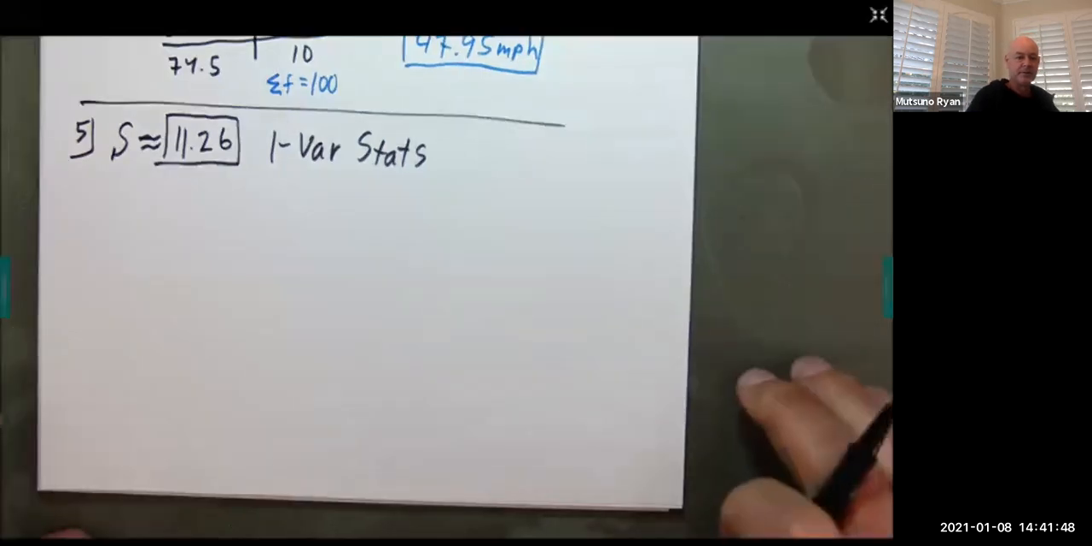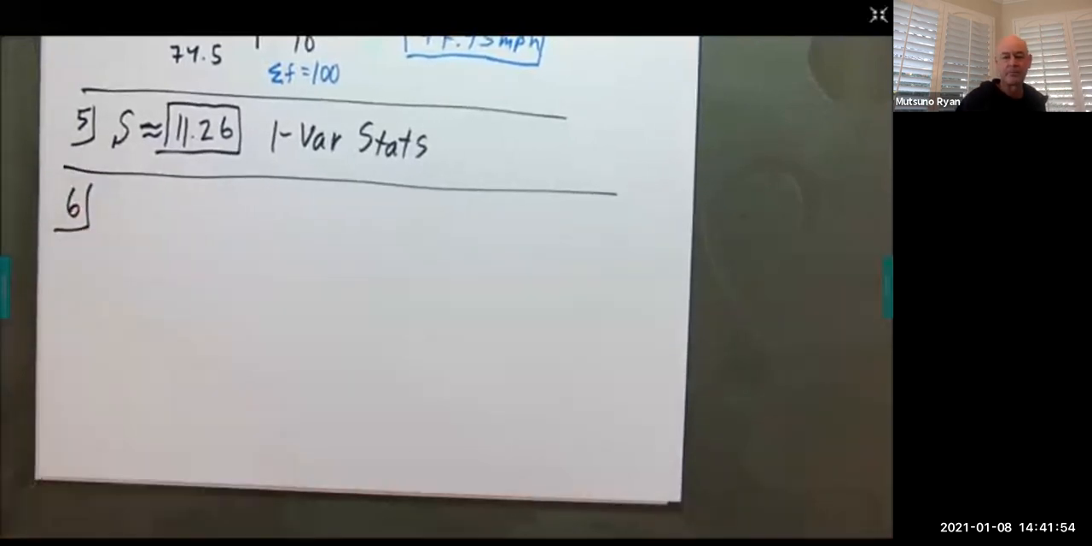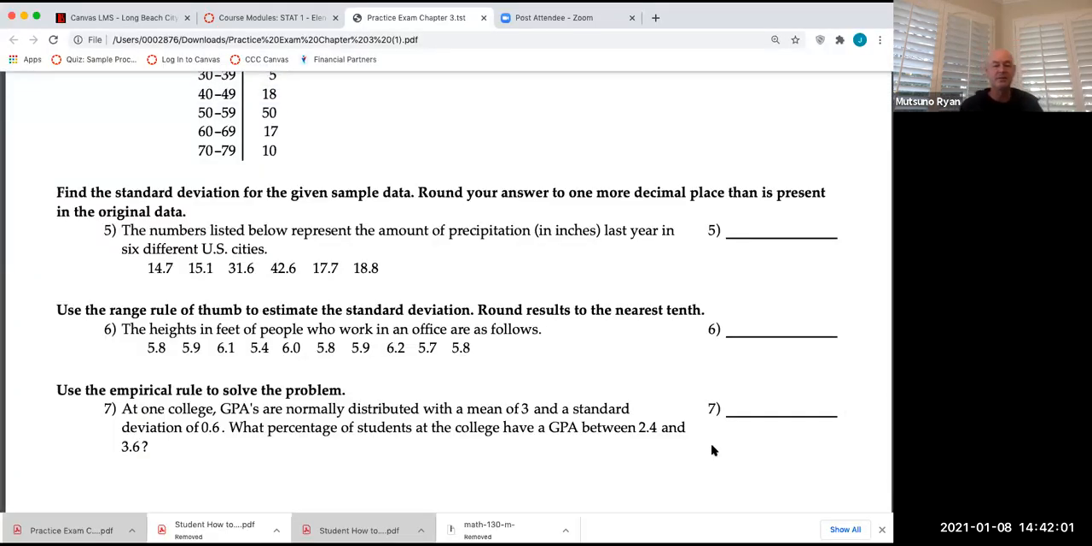All right, next up, number 6. All right, range rule of thumb to estimate the standard deviation. Well, the range rule of thumb says we're going to take the largest value, which in this case is the 6.2, minus the smallest value, which in this case is the 5.4. And then I'm going to divide it by 4. That's the rule. So let's switch back and do that.